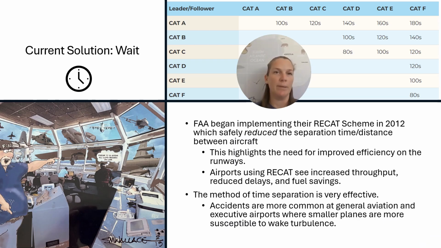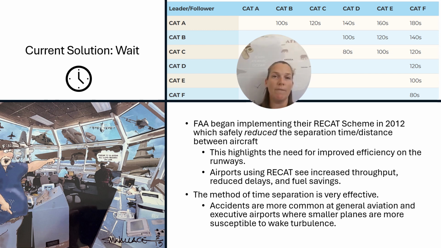How do we currently mitigate the hazards associated with wake turbulence? Have you ever been on a flight and your airplane is on the runway and you notice it just sits there for a while? What they're doing is waiting for that wake turbulence to dissipate. The FAA sets strict wait times based on the leading and following aircraft's weights.